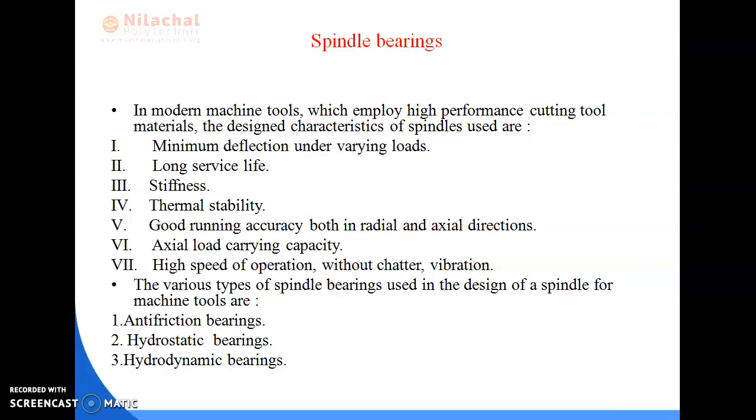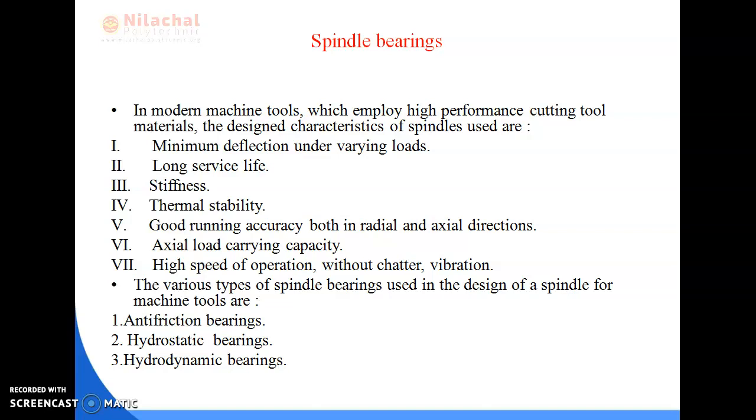Spindle bearing. In modern machine tools, which employ high performance cutting tool materials, the design characteristics of the spindle are as follows. Minimum deflection under varying loads. Means when the loads are varying, the deflection created should be as minimum as possible. Long service life, good stiffness, good thermal stability, good running accuracy both in radial and axial direction.